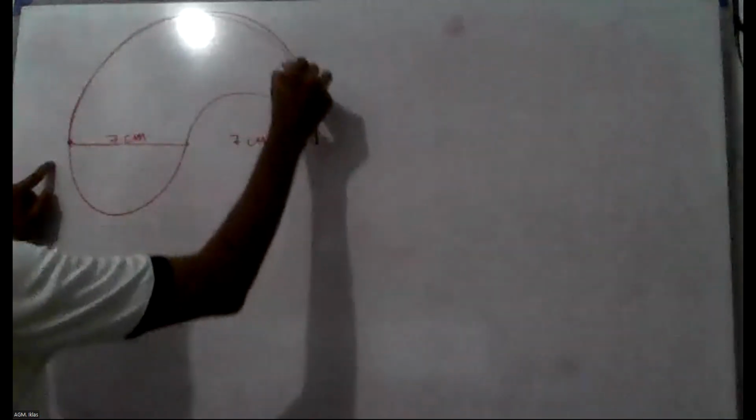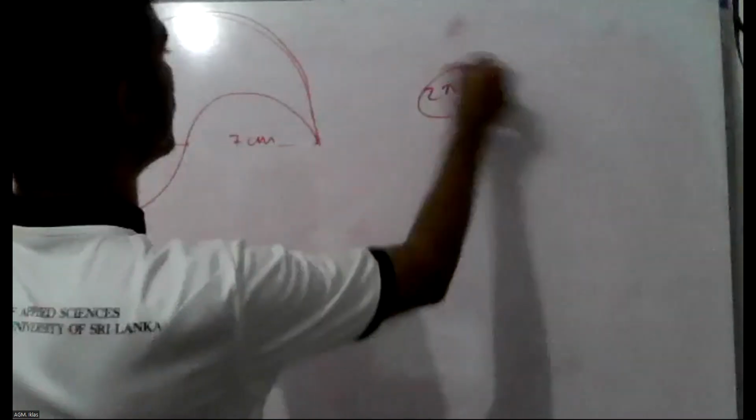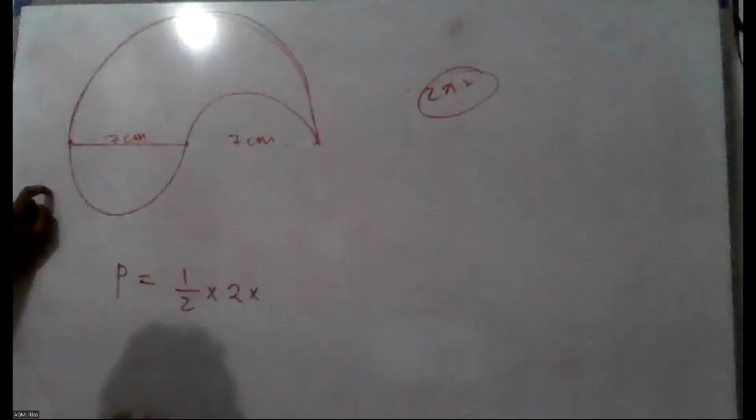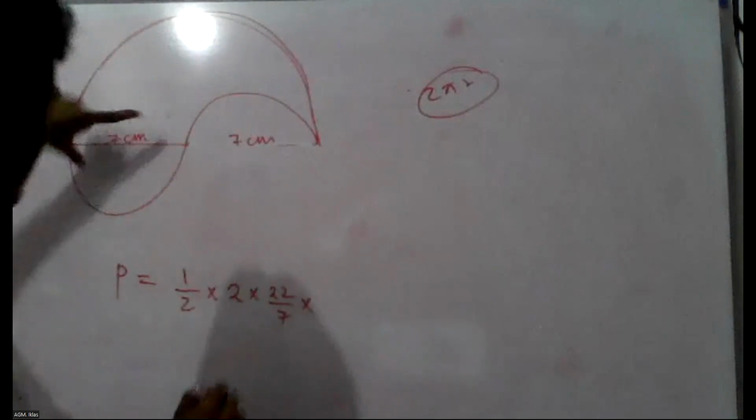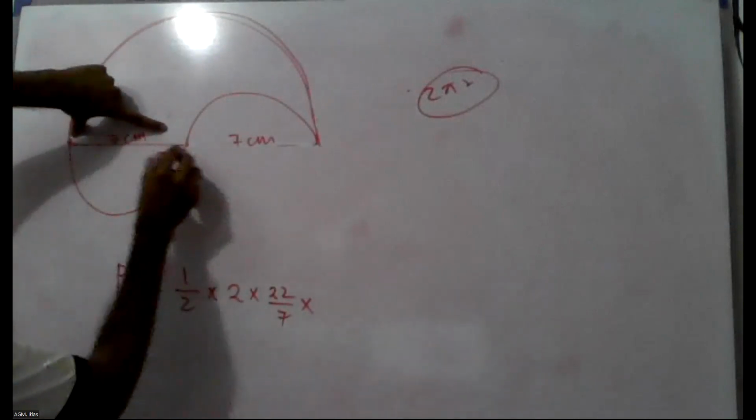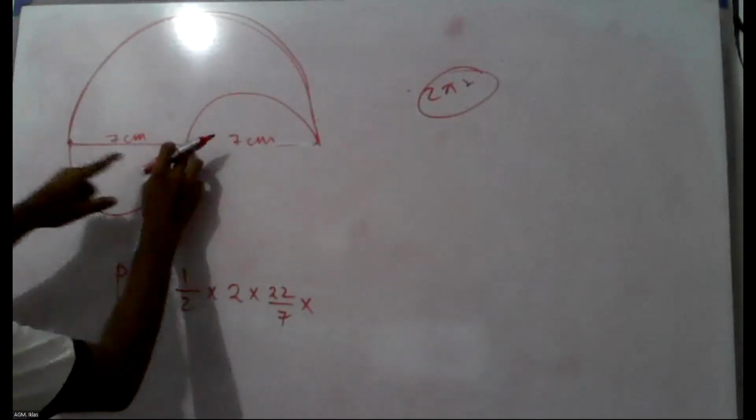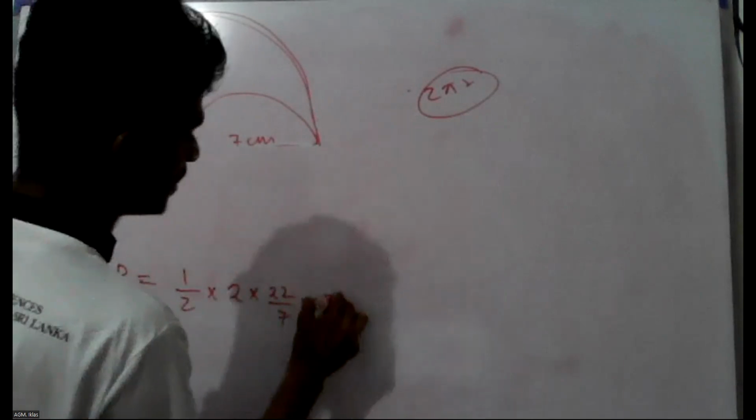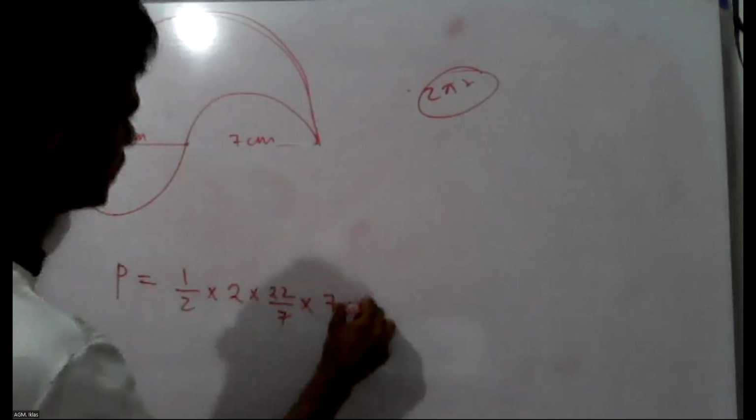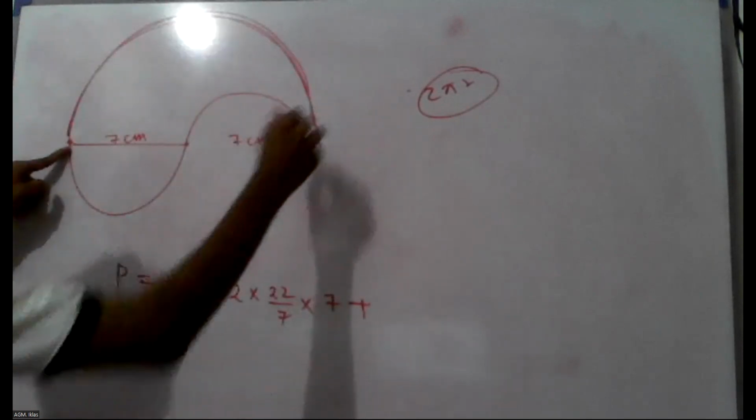What is the perimeter? First, I am starting my journey from here. From here to here. From here to here. P is equal to half into 2 pi r, right? Because r is given. So I am directly writing down half into 22 by 7. R is 7 centimeter because this is the center and this is the radius. This is 7. Plus, now I have found the length of this part.